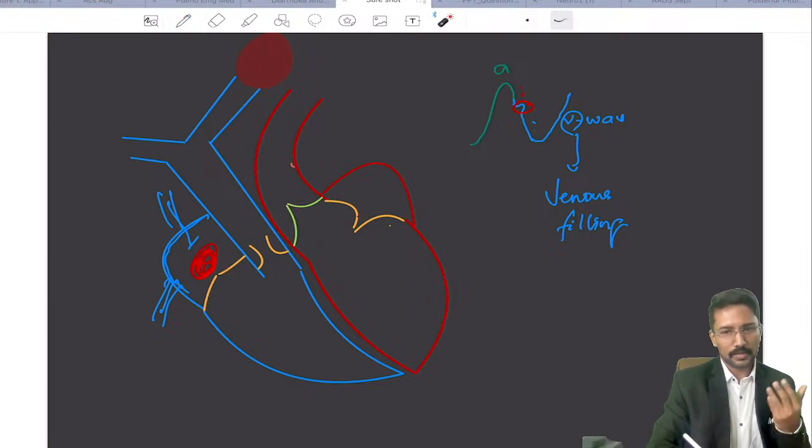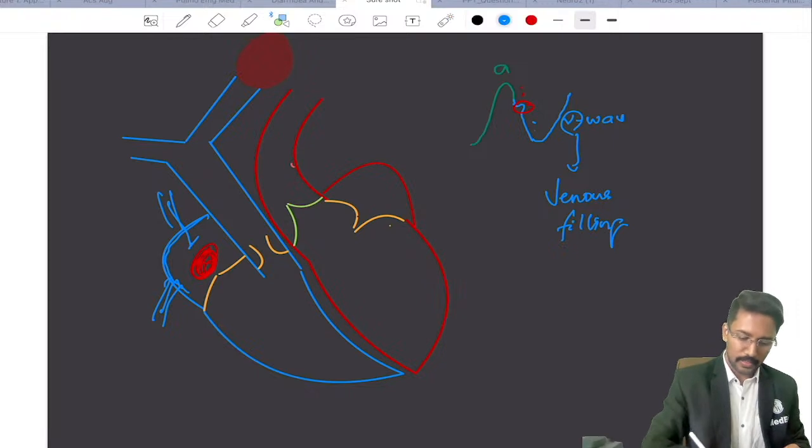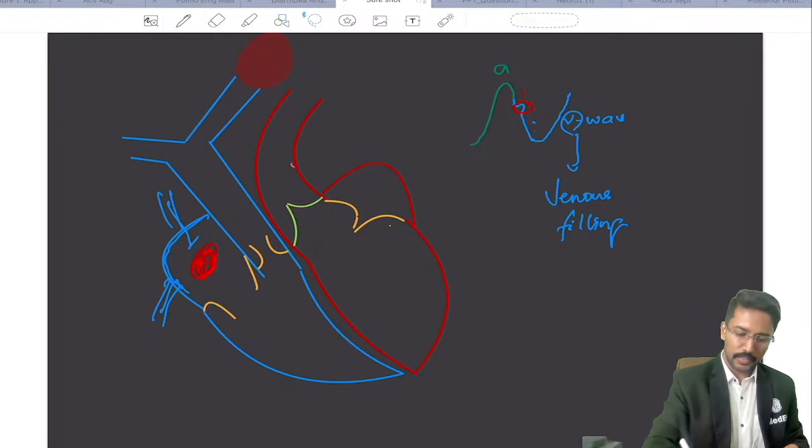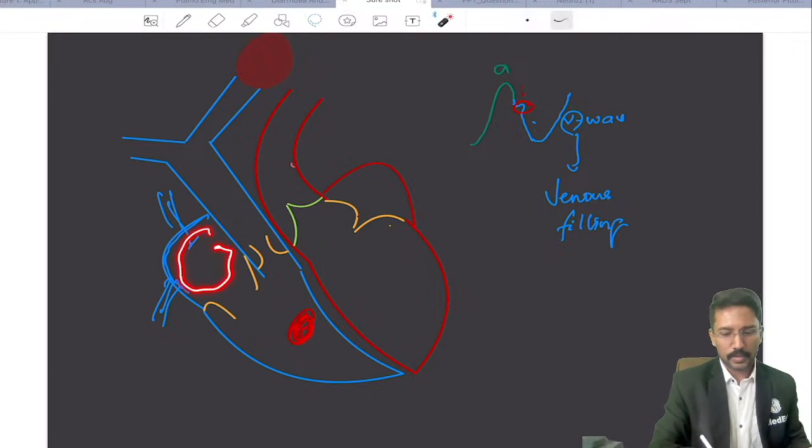After that, once the right atrium is filled with blood, now it's time for the ventricular diastole to begin. So the tricuspid valve opens, and as I told you, initial movement is passive filling, right? So this blood passively starts moving. Right atrium is not contracting, passively starts moving towards the right ventricle. So what will happen to the pressures inside the right atrium? It will drop down, right?